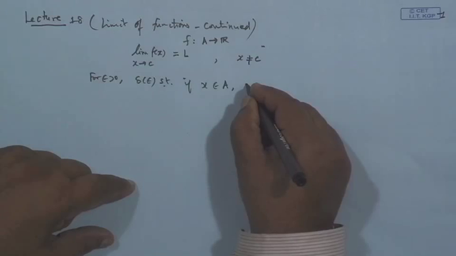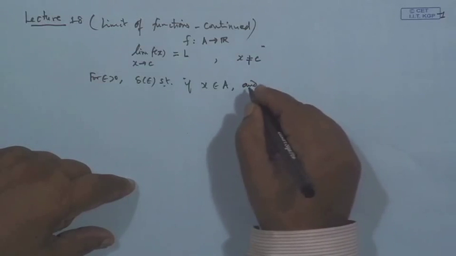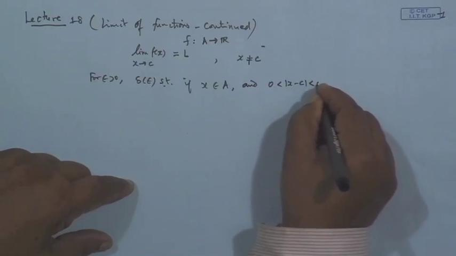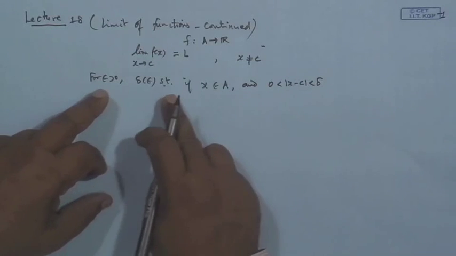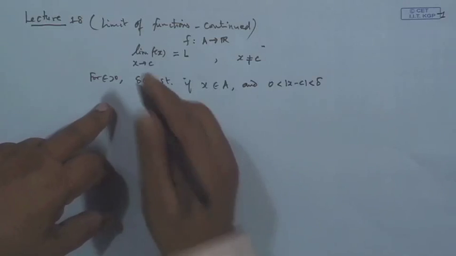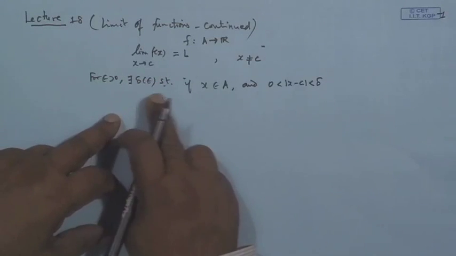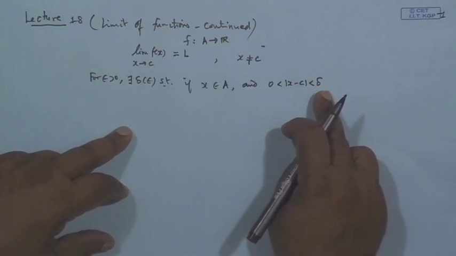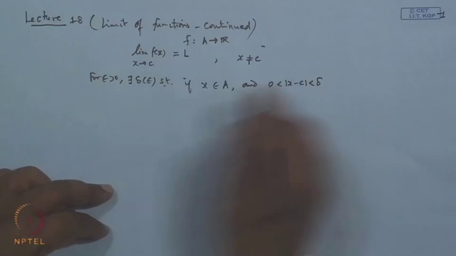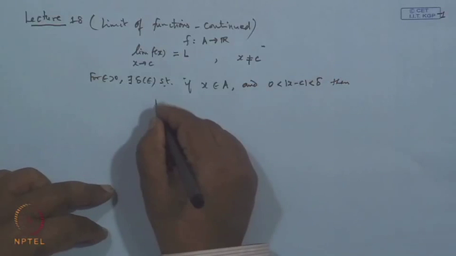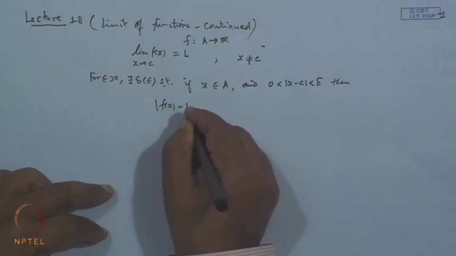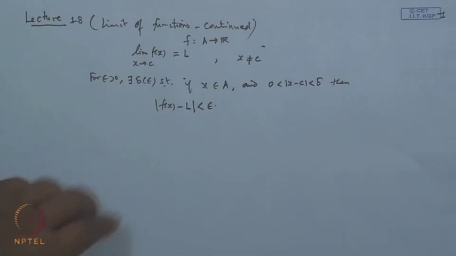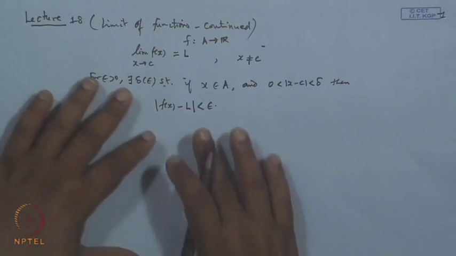and x satisfies this condition, |x minus c| is less than delta. So, for a given epsilon greater than 0, there exists a delta depending on epsilon such that for all x which lie in this interval, the value of f(x) minus L will remain less than epsilon. So, this is the way we have defined this.